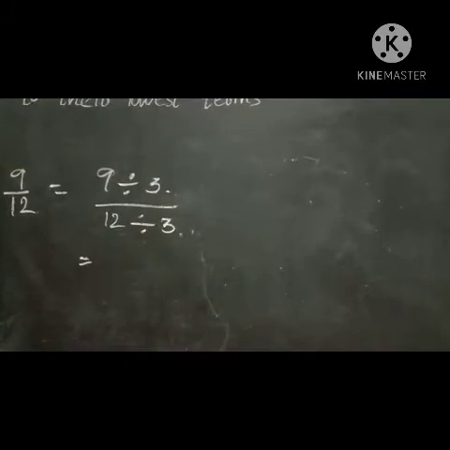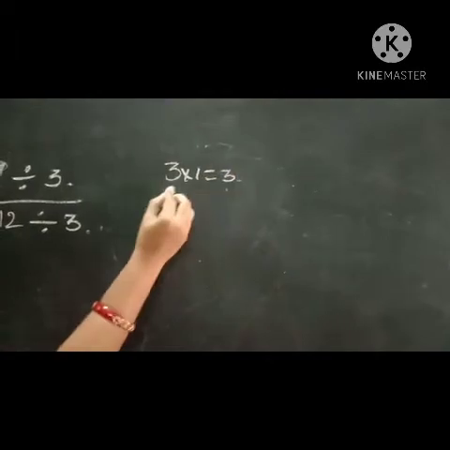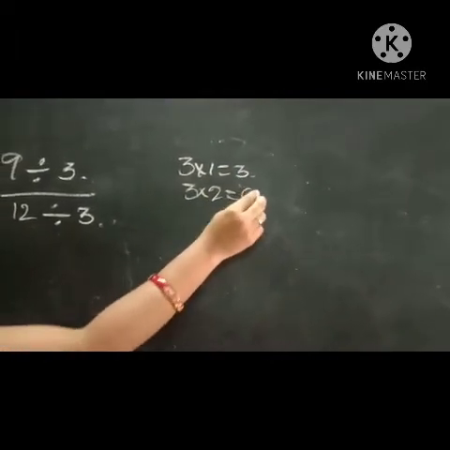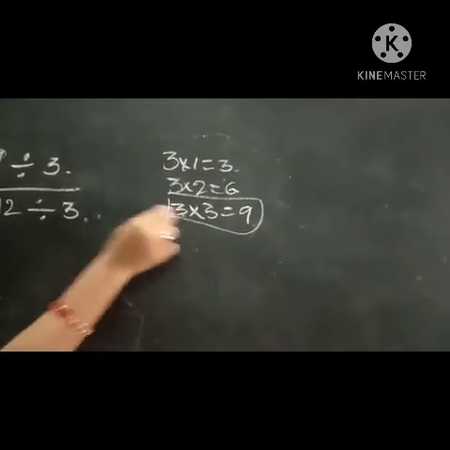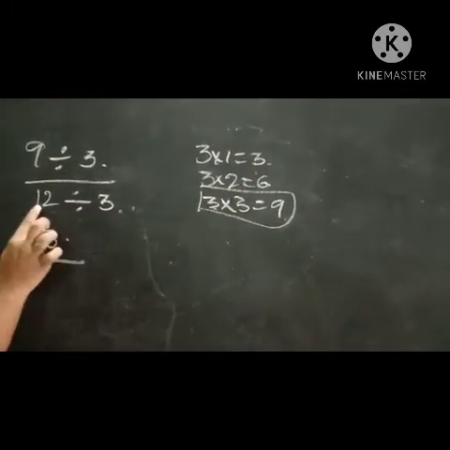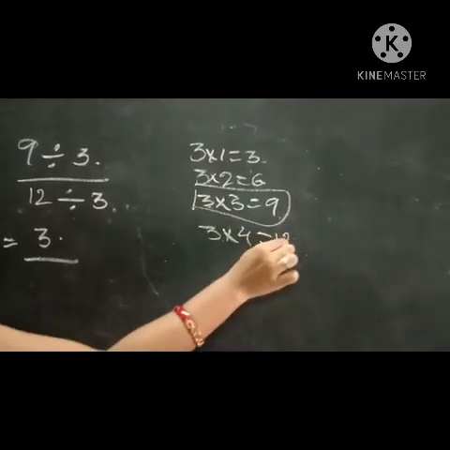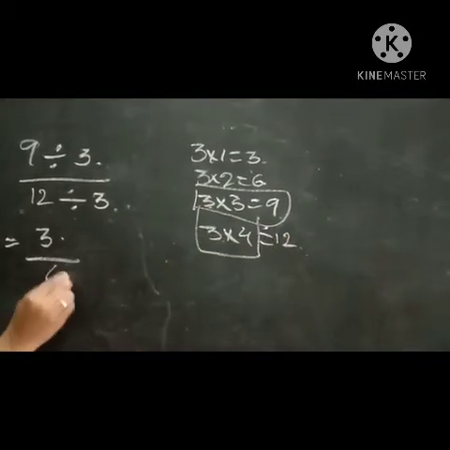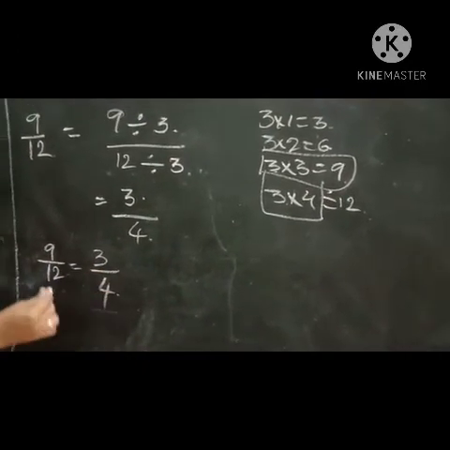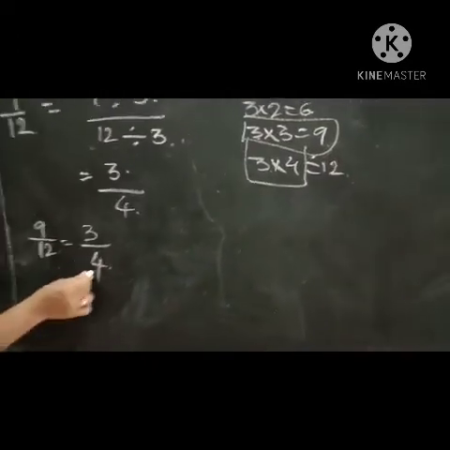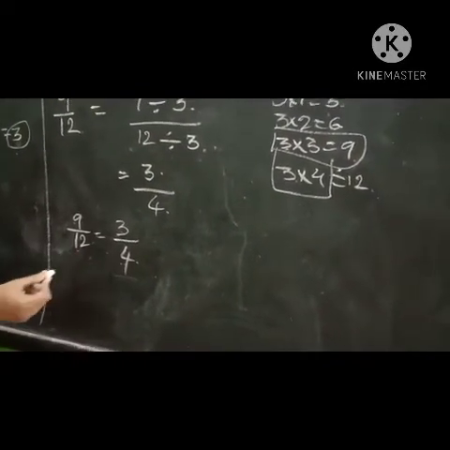Tell me, children, in 3 table, is 9 there or not there? See here, 3 ones are 3, 3 twos are 6, 3 3s are 9. How many times? 3 times. We have to write here 3. Next, in 3 table, is 12 there or not there? See, 3 4s are 12. So which number do we have to write? 4. 9 by 12 is equal to 3 by 4. 3 3s are 9. Next, 3 4s are 12.